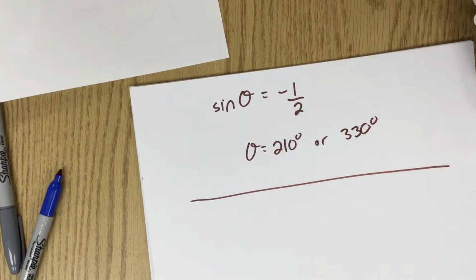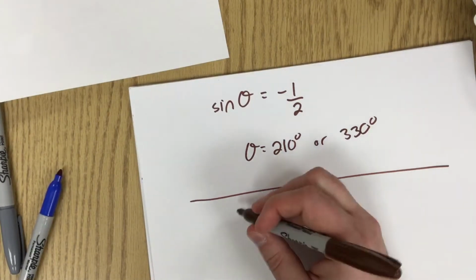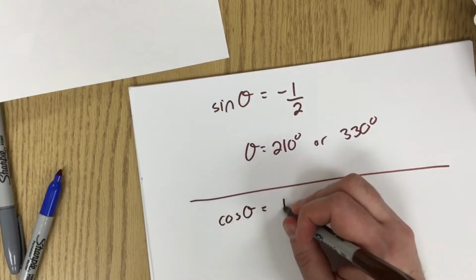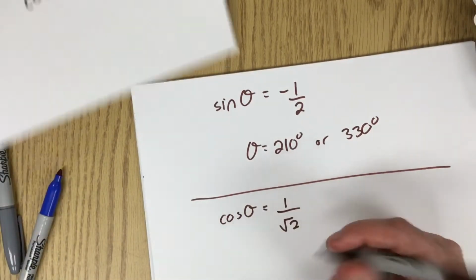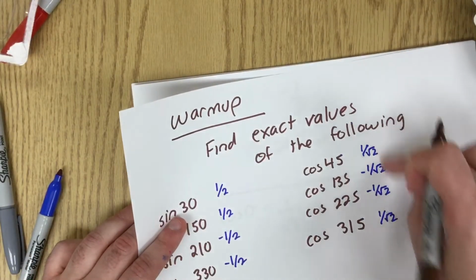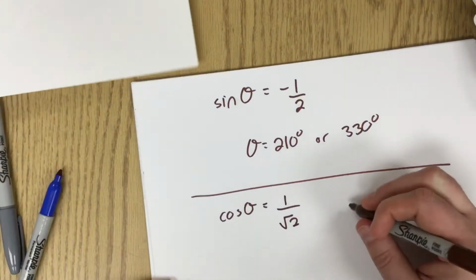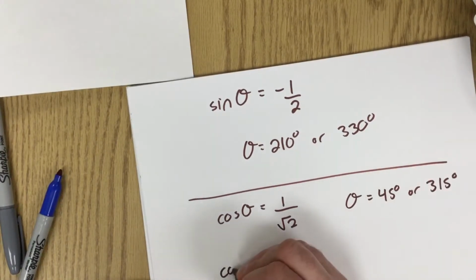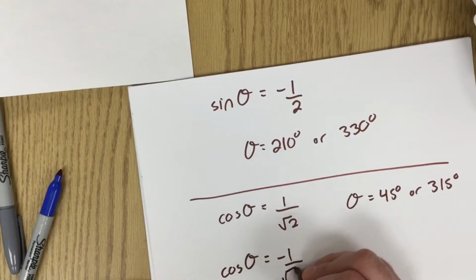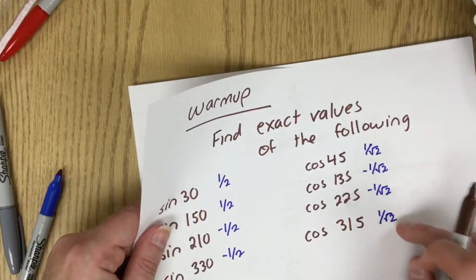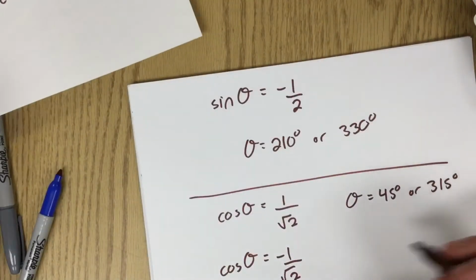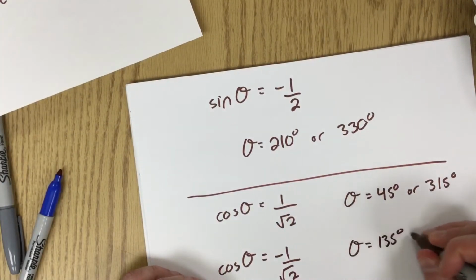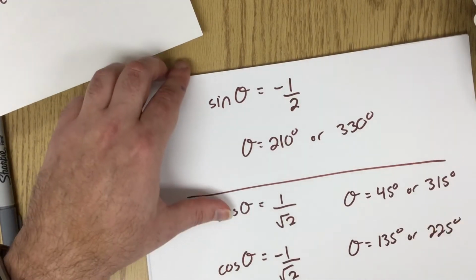Now also, let's say we said cos theta is 1 over root 2. It's kind of the same idea. So if it's 1 over root 2, then it's going to be one of these guys, so it's going to be 45 or 315. And if cos of theta was negative, then it would be the other two options: 135 or 225 degrees. Okay, that was very exciting.